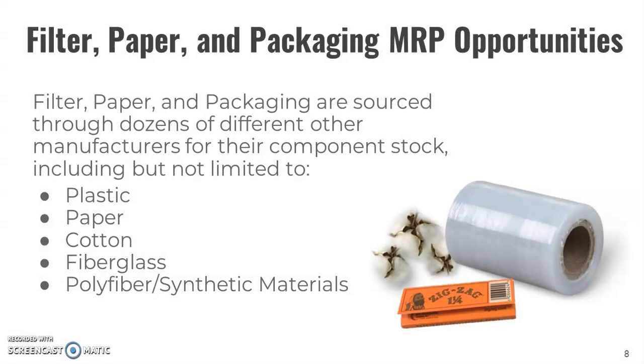Marlboro has opportunities when it comes to filter, paper, and packaging of their cigarettes. Marlboro uses high-quality machinery in their 44 production facilities. These machines are extremely important in the cigarette-making business, as are the factory workers. Without either component, cigarette making would be nearly impossible with the technology they have today.